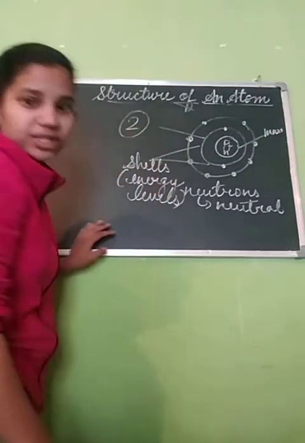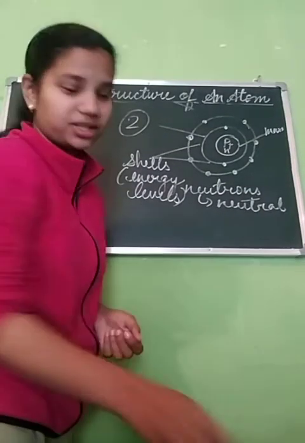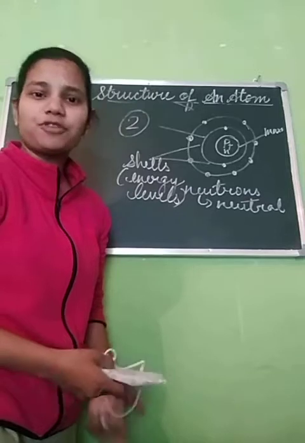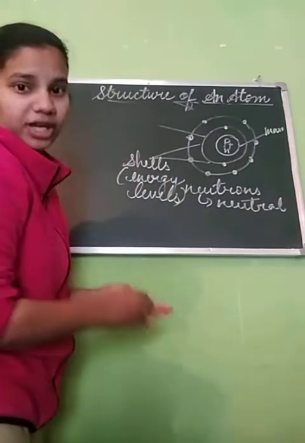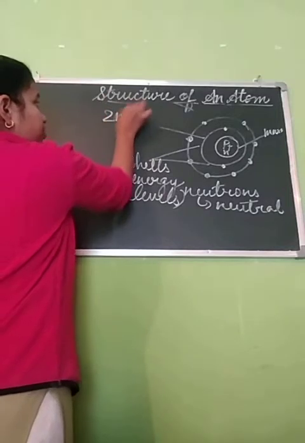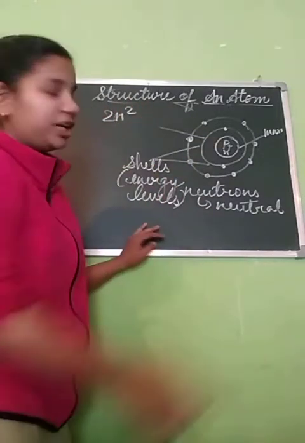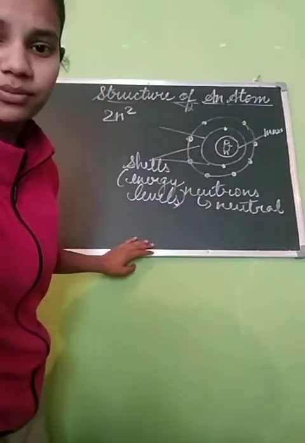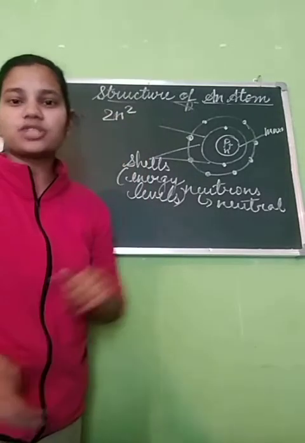How do we come to know in which shell we will be filling how many electrons? For this, we have to remember one simple formula, that is 2n square. You should remember this formula, 2n square. Here n denotes the number of the shell.